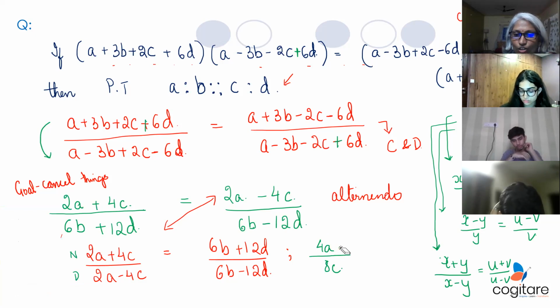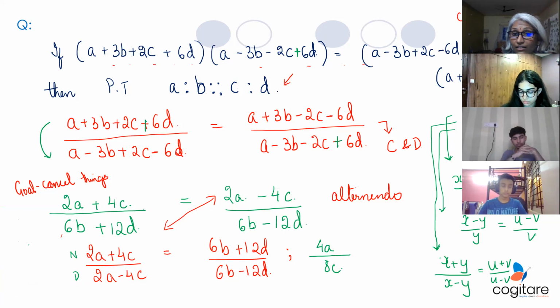Guys, say a yes or a no. Yes, ma'am. Ma'am, why can't we simplify 2a plus 4c by 2a minus 4c as 2 into a plus 2c by 2 into a minus 2c? You can. You're right. You can do it there or you can do it here. My bad. Okay. Let's finish it.